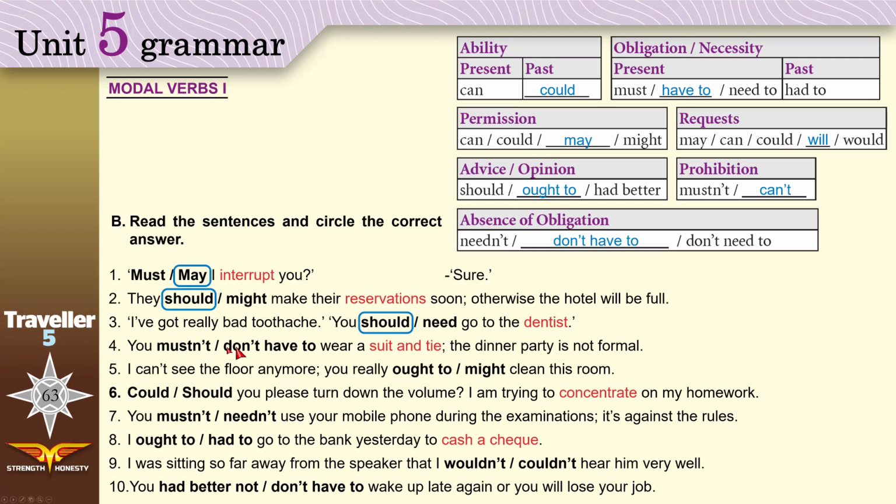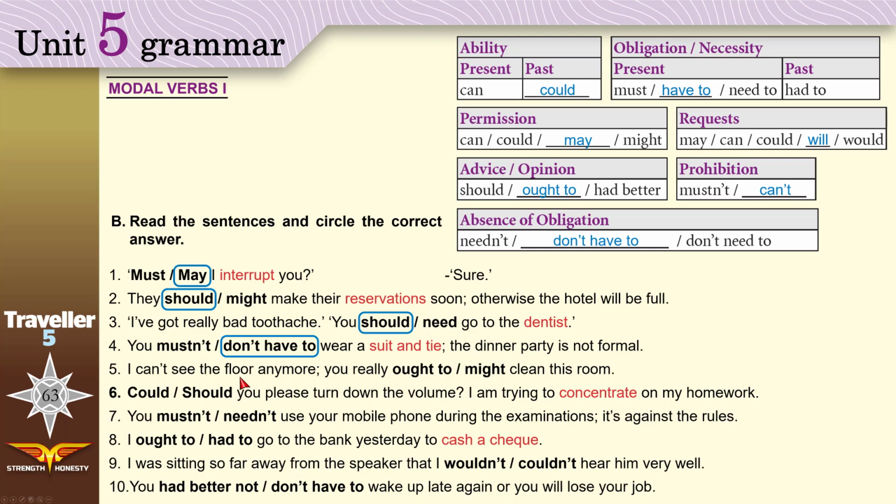You mustn't or you don't have to wear a suit and tie. This is a suit, and this right here is a tie. The dinner party is not formal. We have only invited friends. You don't have to. It's not required. We only have friends in the party.